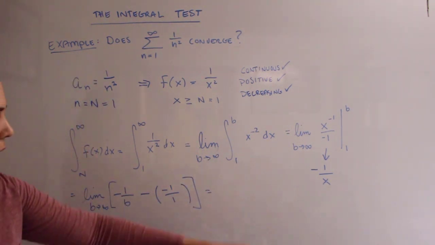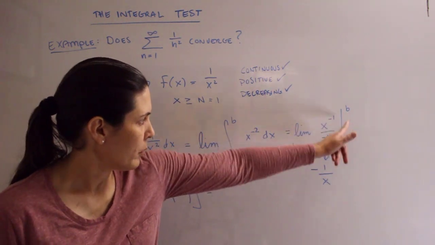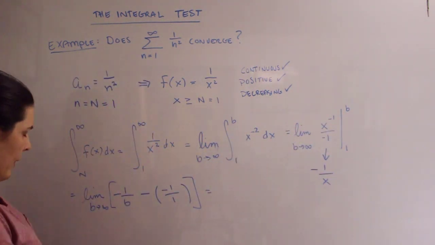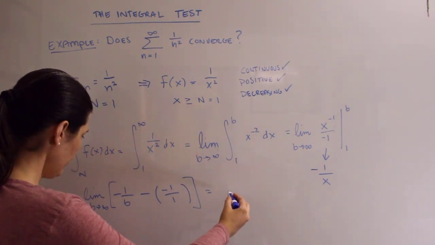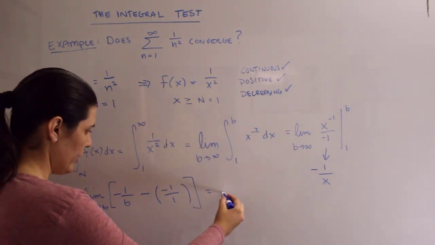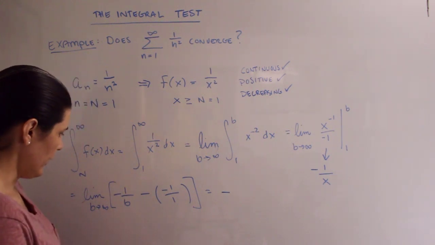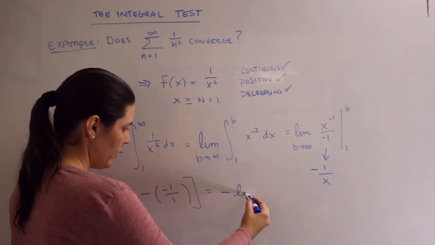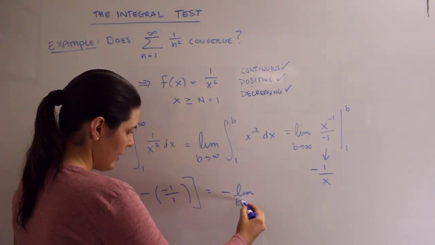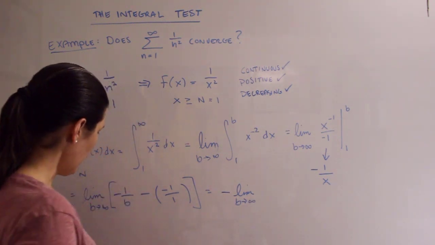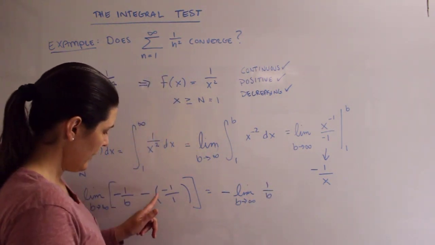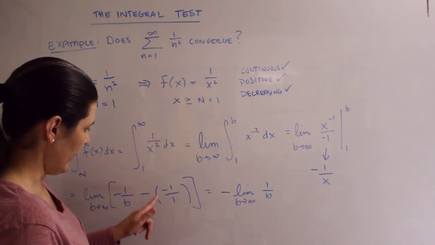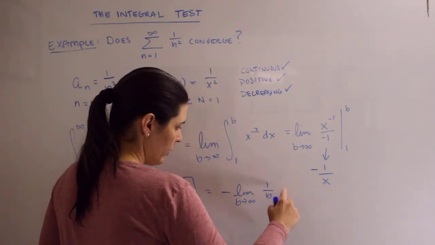So we're just evaluating this term from b to 1. Let's simplify this, make it look a little bit better. We could factor out a negative if we need to, so I'll go ahead and do that. I'm going to factor out this negative and say negative 1 times the limit as b goes to infinity of 1 over b, minus, since I'm factoring out that negative and this negative, minus 1.